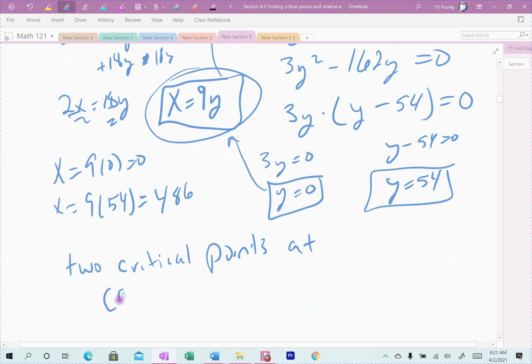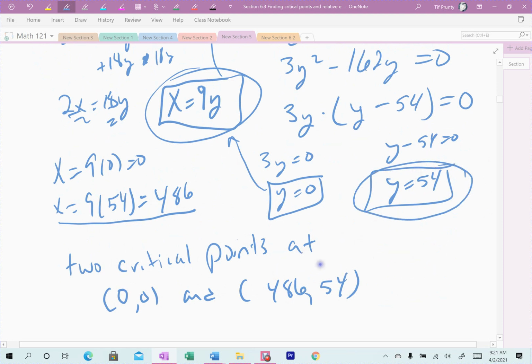At 0, 0, and at 46, 54. Be careful with this one. Remember, the 46 is the x value paired with the y value 54. A lot of times students will flip those. Right? Make sure you're careful with that. And so those are my possible places where I could have extrema.